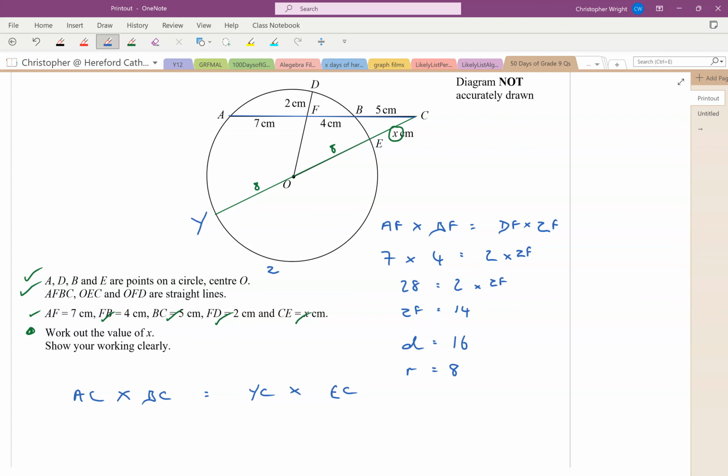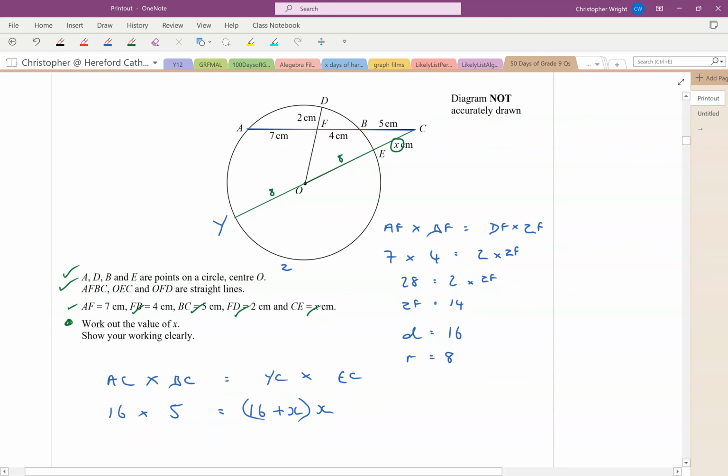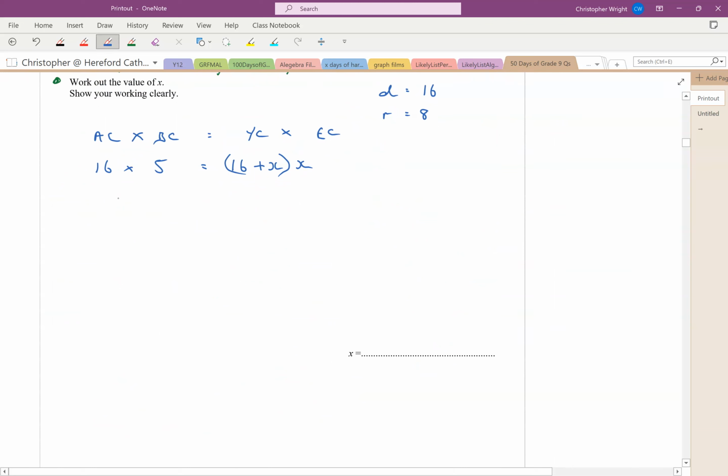Let's have a think. So A to C is 7 plus 4 plus 5, 16. Times B to C, which is 5, equals Y to C. Well, Y to C is 8 and 8 and X, isn't it? So that's 16 plus X multiplied by EC, which is X. Look at this. I think I'm going to get a quadratic equation. Let's have a look. So I've got 80 equals 16x plus x squared. So I've got x squared plus 16x minus 80 equals 0.